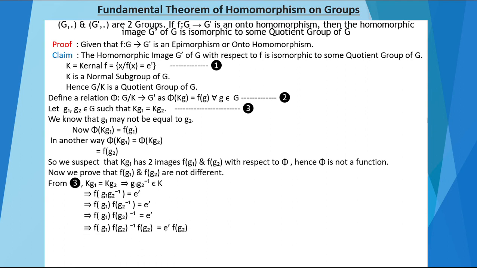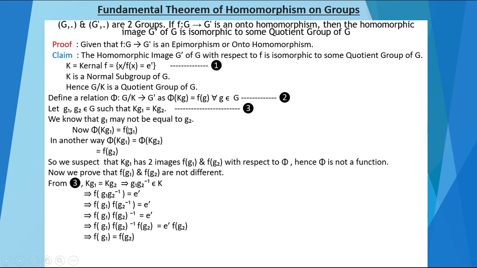Operating with f of g2 on both sides, f of g1 into f of g2 whole inverse into f of g2 equal to e dash into f of g2. f of g2 inverse into f of g2 is the identity element e dash, and f of g1 into e dash is f of g1. So we can write f of g1 instead of f of g1 into f of g2 whole inverse into f of g2. e dash into f of g2 is f of g2. So f of g1 equal to f of g2.